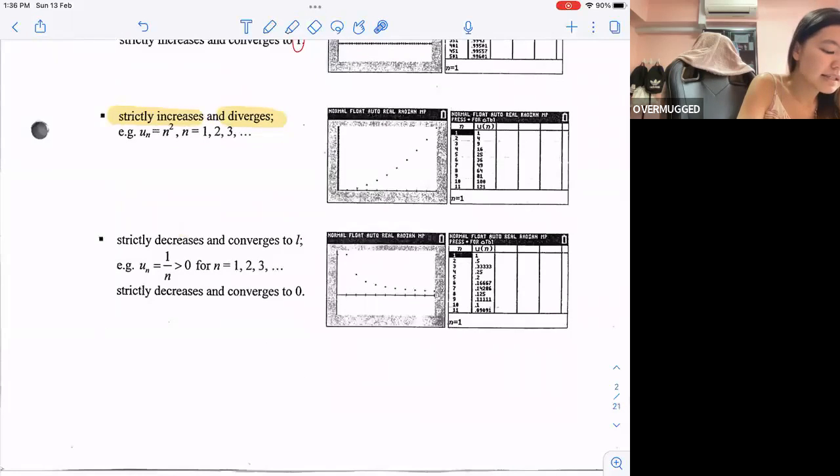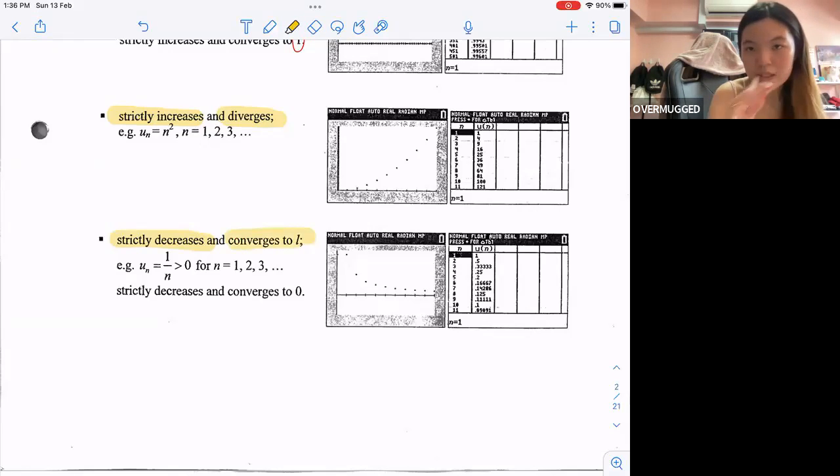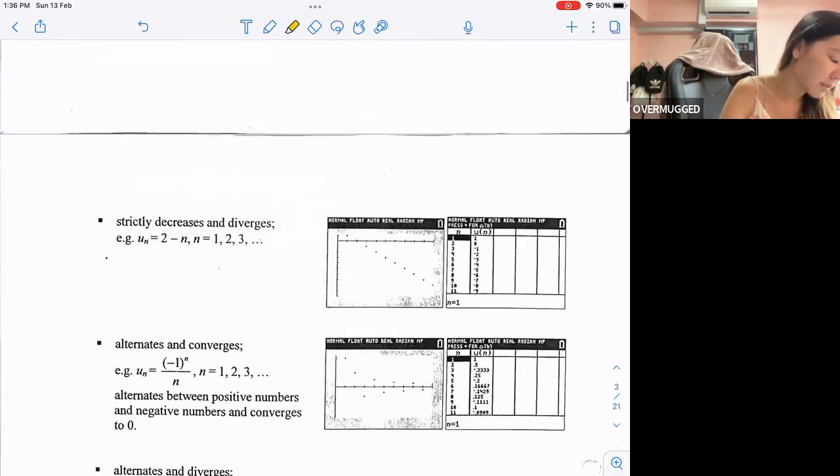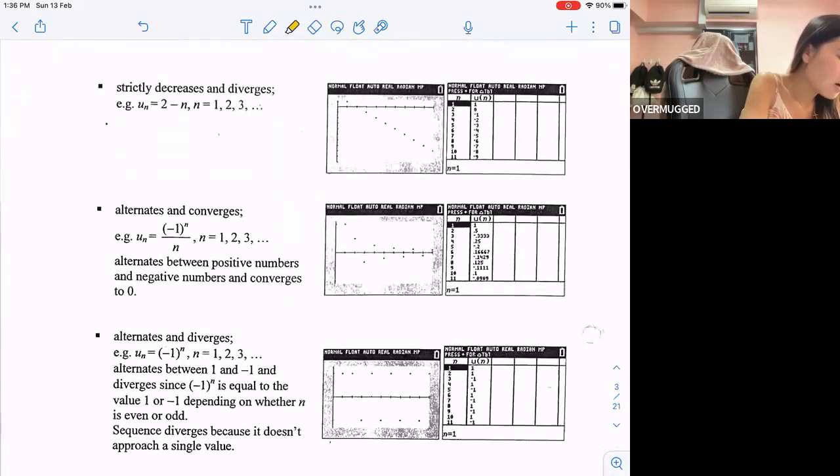The next one you can see is going downwards, so it is strictly decreasing. Again, it's strictly decreasing towards a certain value, so it is strictly decreasing and it converges to L. In this case, it's converging towards 0. Or it could be strictly decreasing and diverge. It doesn't converge towards a certain value.